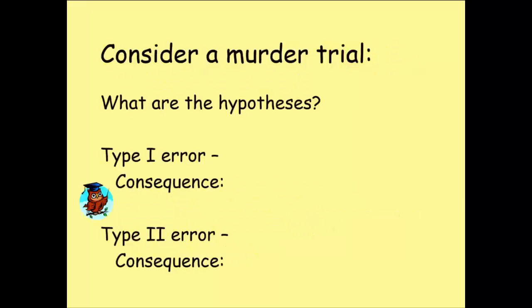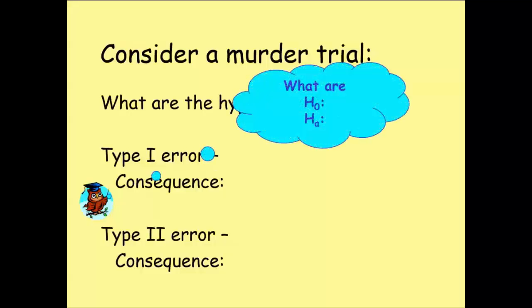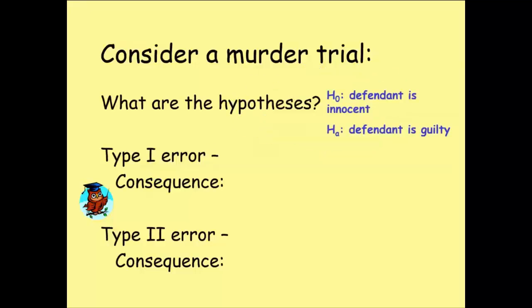Okay, so going back to a murder trial, what exactly is the hypothesis and null for a murder trial? Well, the null is that the defendant is innocent, and the alternative is that the defendant is guilty. In other words, I'm trying to gather evidence that the person actually did the crime, and if I'm unsuccessful, then we go with the idea that the defendant is actually innocent.